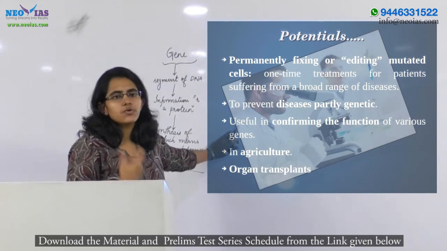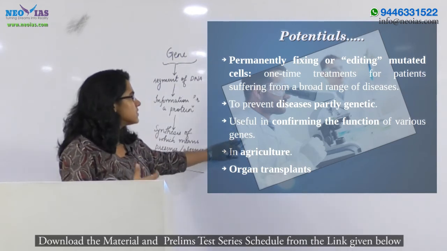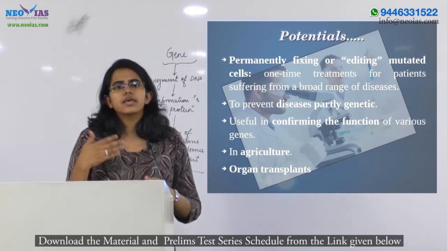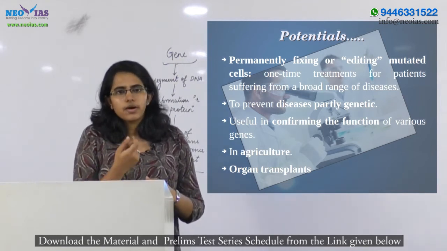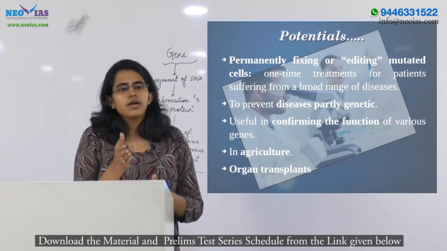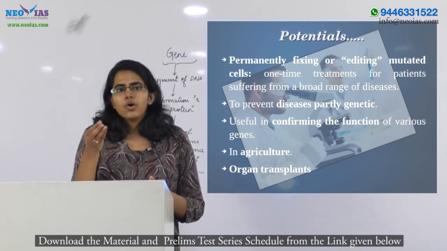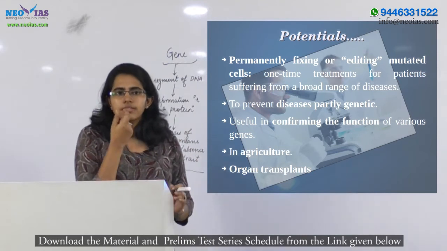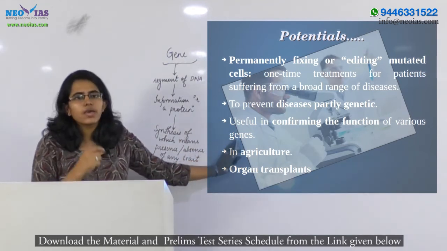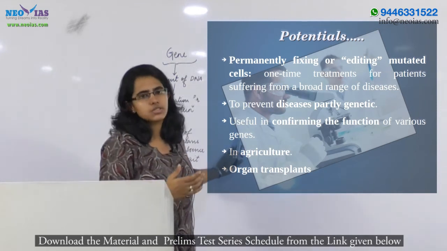And next is its usefulness in confirming the functions of various genes. For example, in Japan a gene editing experiment was being conducted with a particular gene, and that resulted in the change of the color of the flower from violet to white. So they were able to understand that this gene stands for this color. So in that way, through gene editing, we can confirm the functions of the various genes.